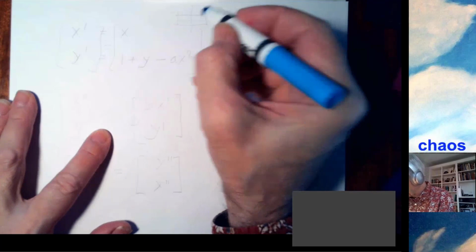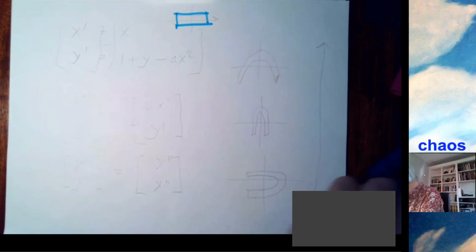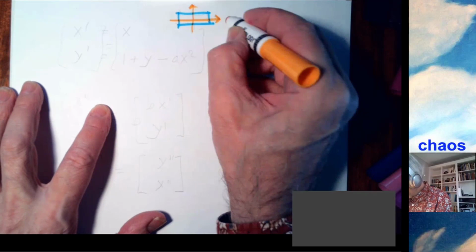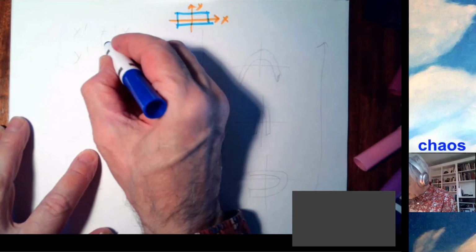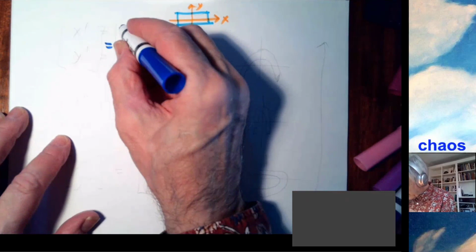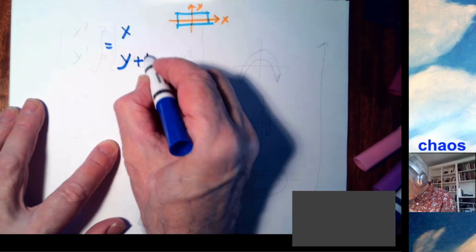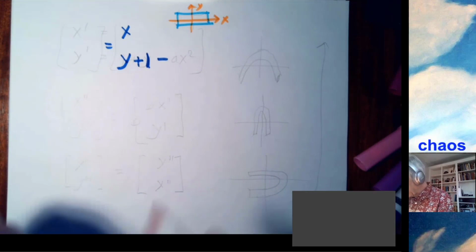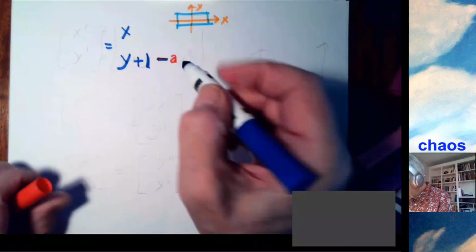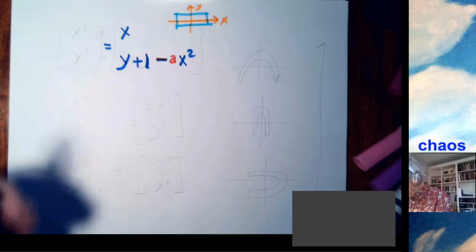So he said, let me start with some volume centered on the origin of x and y of some state space, and do a thing on this volume. Take x, but for y, keep y as it is, but add to it 1 minus a times x squared. And let's say that's the next state of the system.